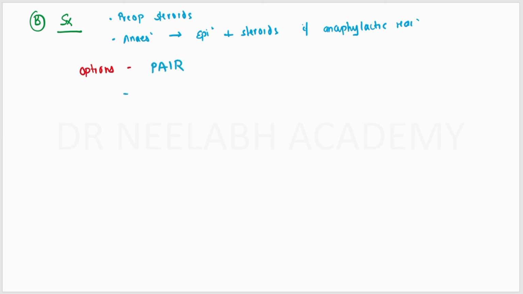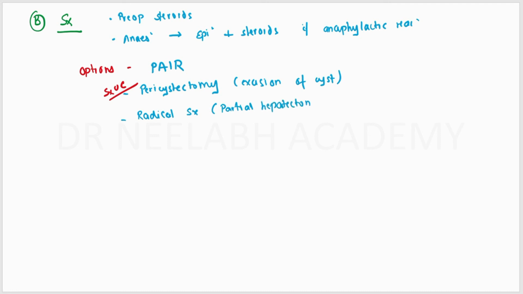The mainstay of treatment is surgery. Some people use pre-op steroids. The anesthetists like to keep epinephrine and steroids with them in case of an anaphylactic reaction. The options of surgeries are PAIR, which is described later. Next is pericystectomy, which is the surgery of choice, basically excision of the cyst. Next are the radical surgeries that include procedures like partial hepatectomy.